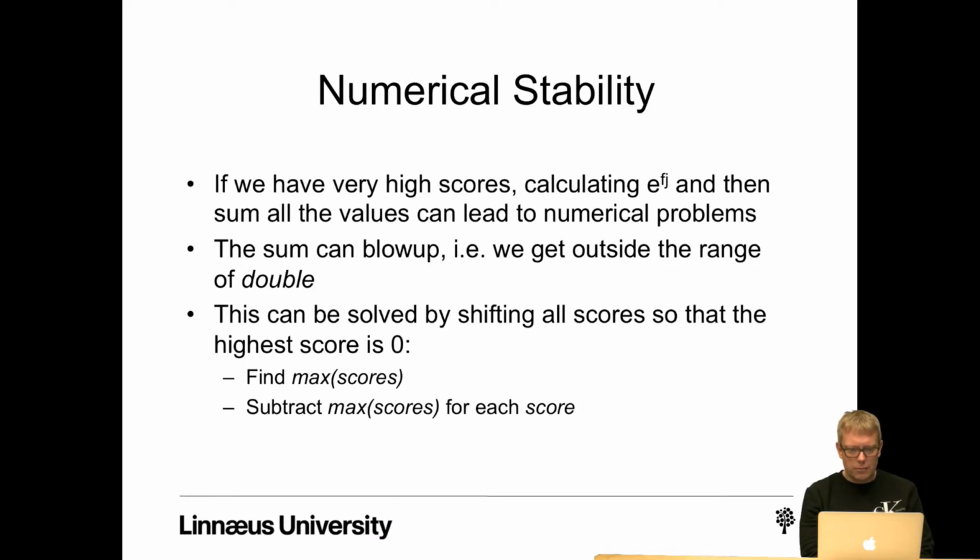This can be solved by shifting all scores so that the highest score is 0. So we first find the max in the scores vector and then subtract the max from each score. Now we have negative or 0 values that will avoid the problem of numerical stability.